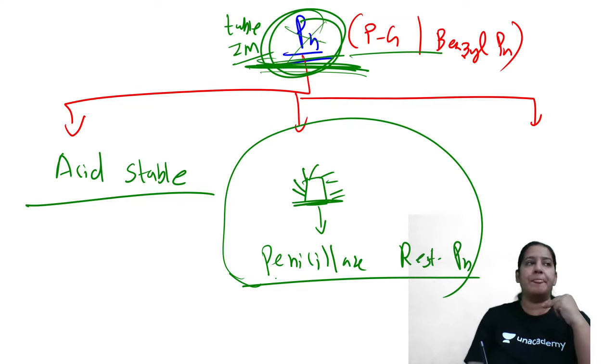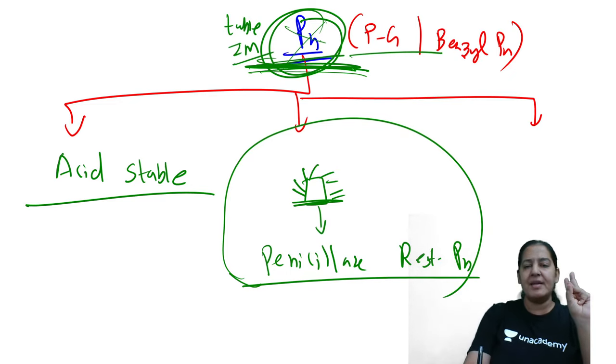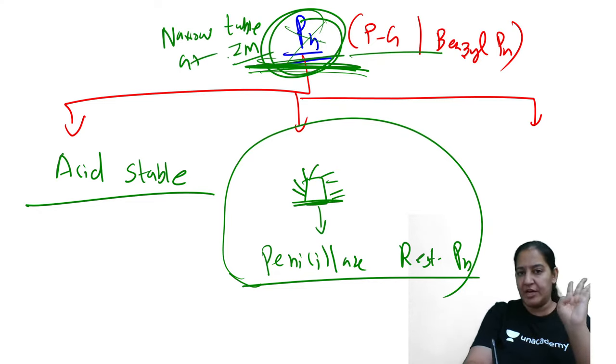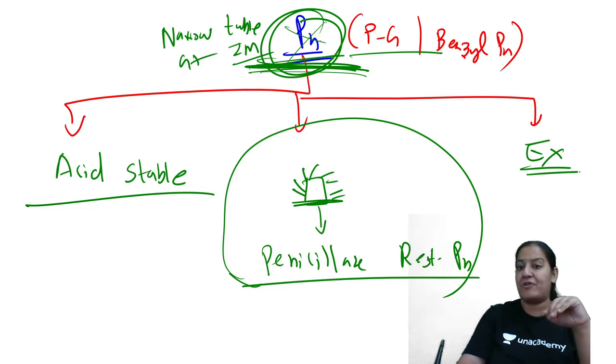Now the third problem in the natural penicillin. What is the third problem in natural penicillin? Natural penicillin has a very narrow spectrum. It can kill only a few gram positive bacteria. It cannot kill gram negative bacteria. So we have created artificial penicillin in which extended spectrum is possible.